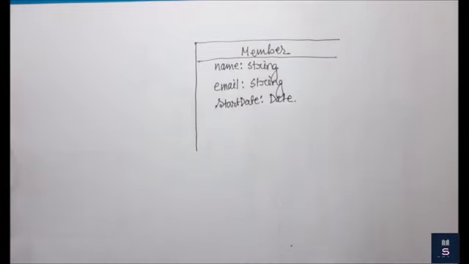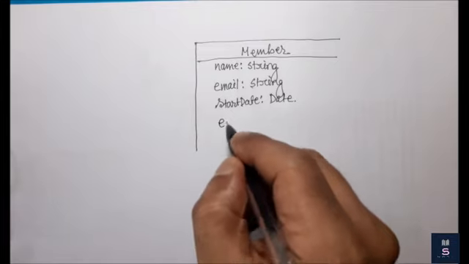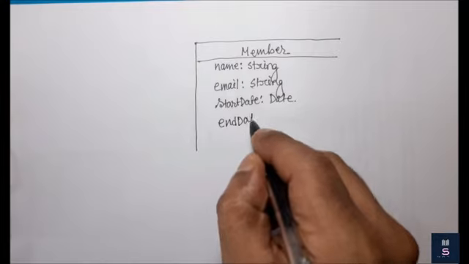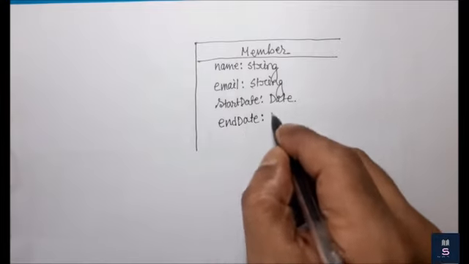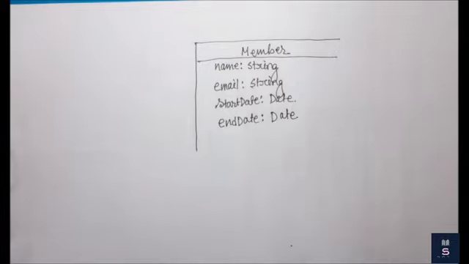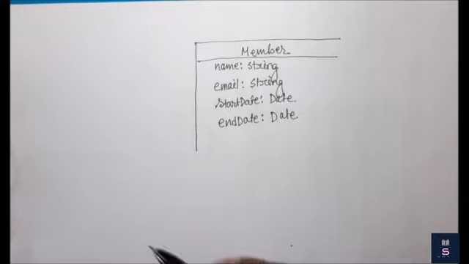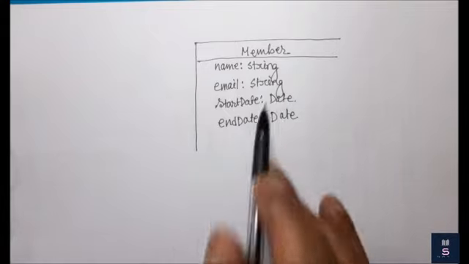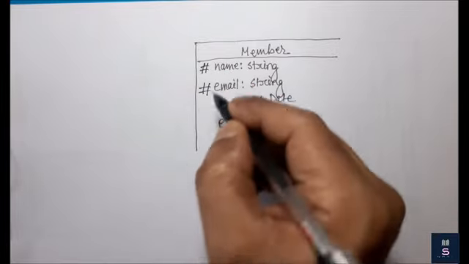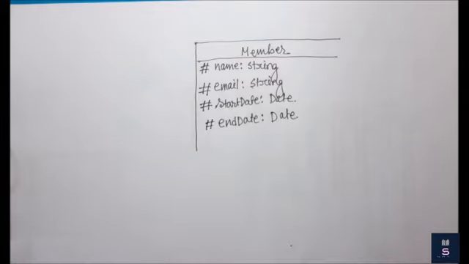I have already discussed this one also. And here we are just adding a new date, end date, which is also a date data type. So this is my attribute name, and this is my data type. Suppose I want to protect all the data members. We will use the hash symbol in my class diagram. So these are my data members.